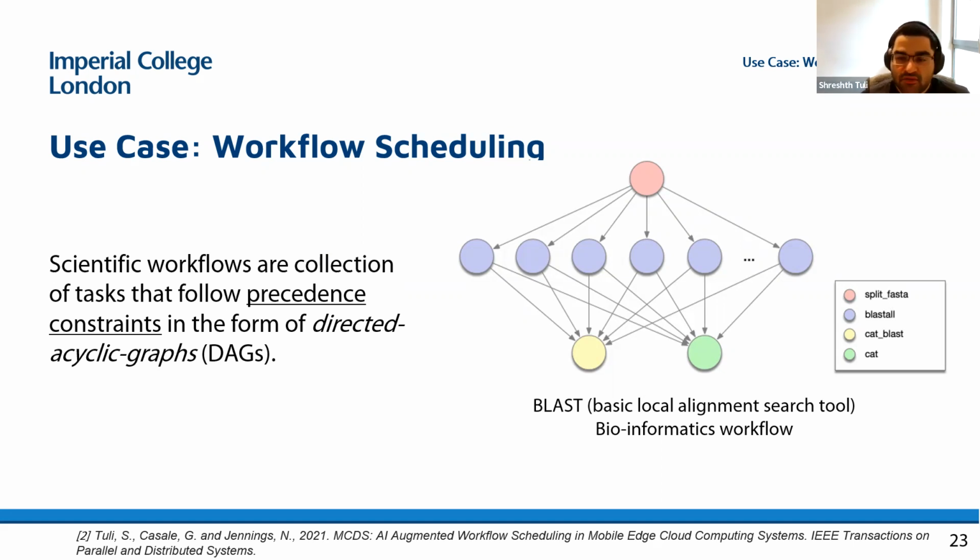Again, similar to bag of task scheduling, the workflow scheduling problem aims to efficiently map these tasks onto the available resources to optimize quality of service metrics. But now we have an additional constraint that we need to conform to the orders that are imposed by these DAG graphs.